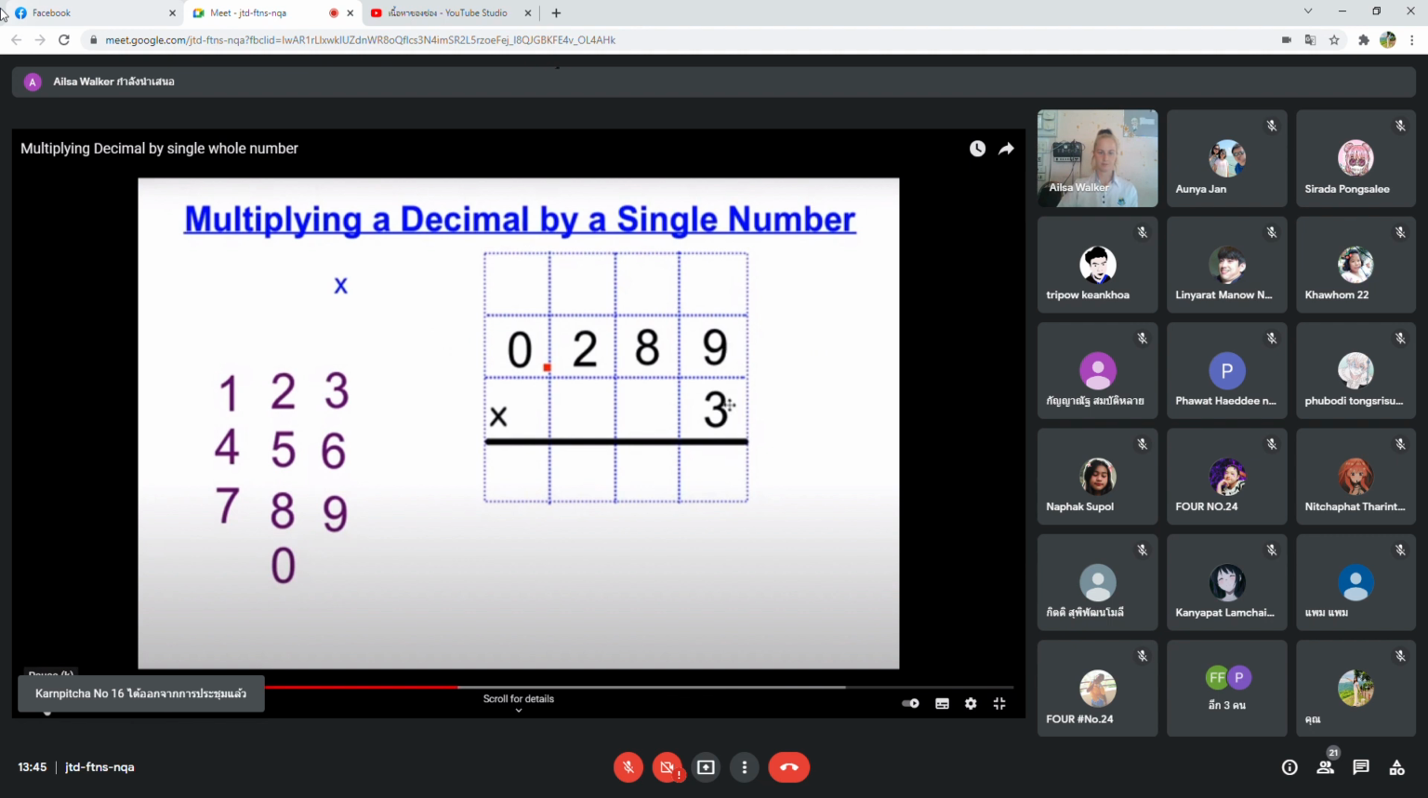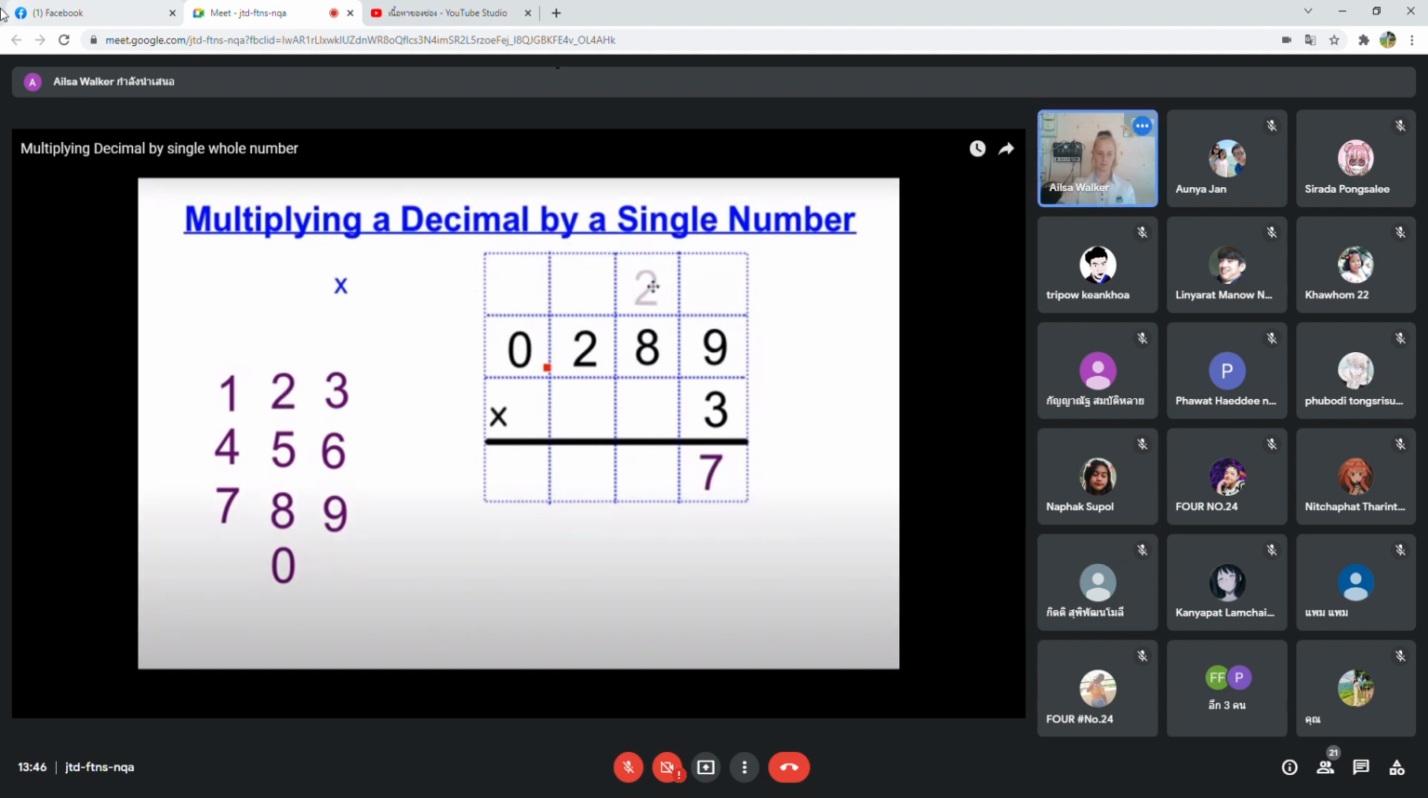Starting on the right, 9 times 3. Okay, so we start here. 9 multiplied by 3. What is it? 9 times 3. 27. Good. So I write a 7 and I carry a 2.